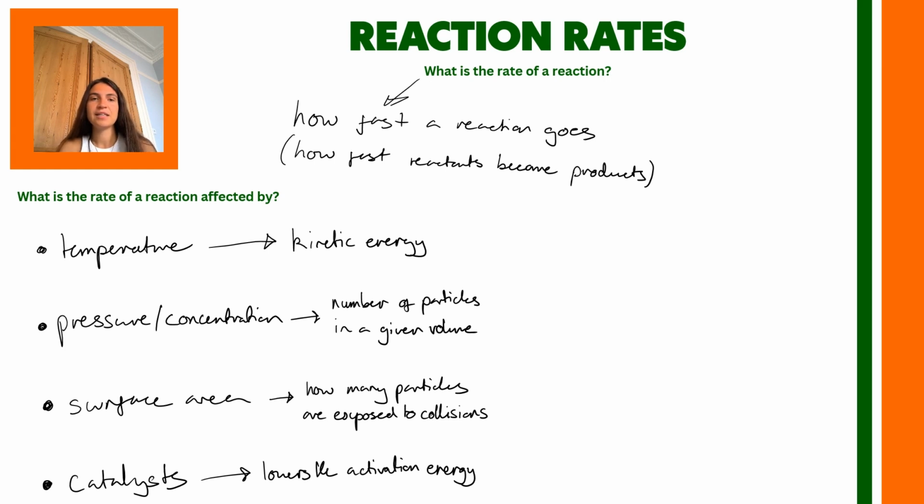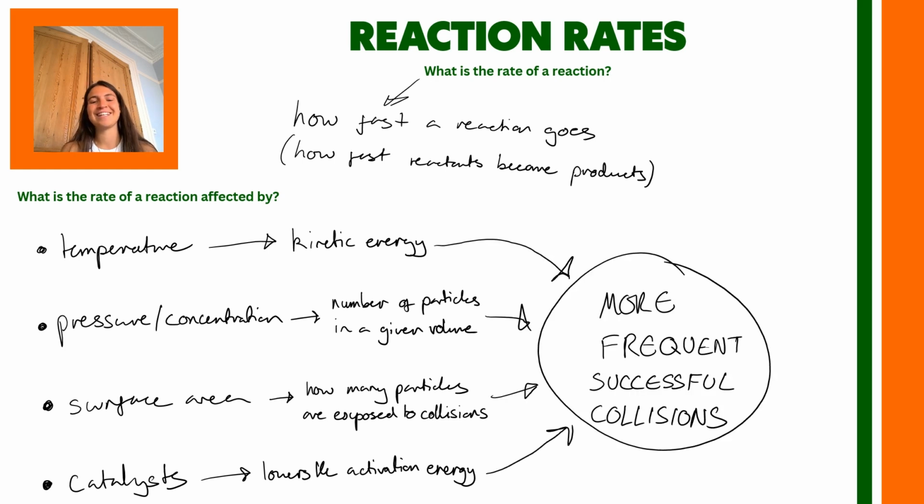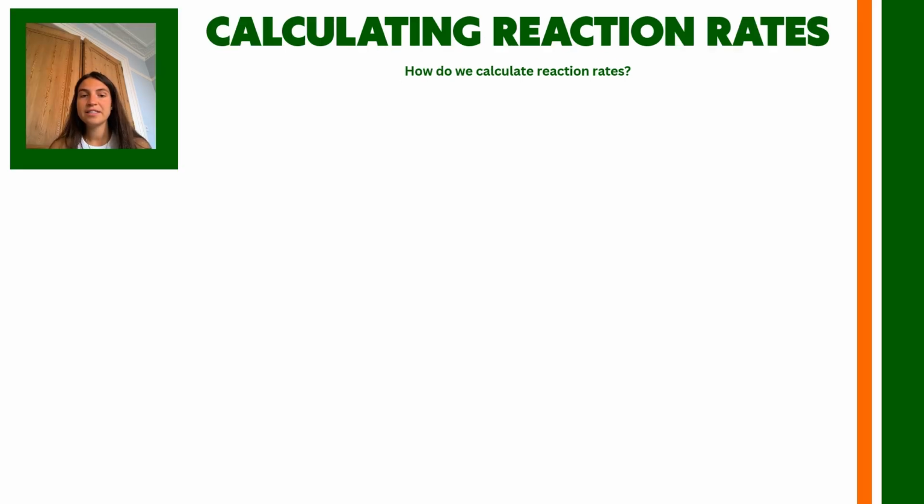And catalysts, this one's actually to do with lowering the activation energy. Remember, the activation energy is the energy required for the reaction to happen, for those reactants to turn into products. So if you can lower the activation energy, then you are going to have a larger proportion of more frequent successful collisions. That really is the phrase, and you can link any one of these 4 to those more frequent successful collisions.